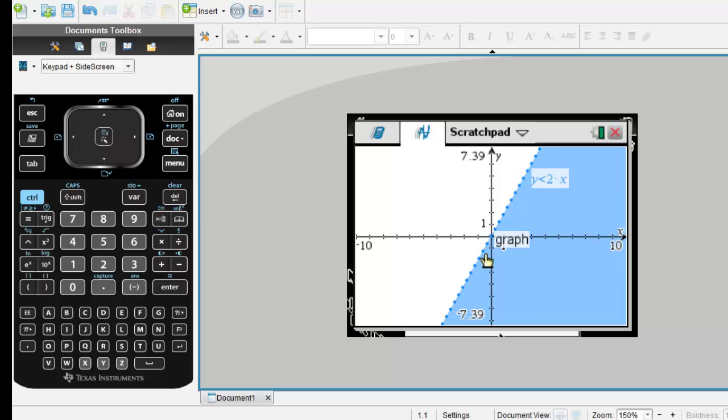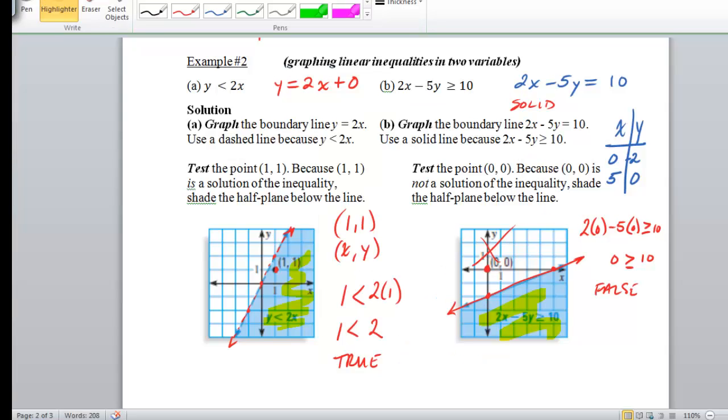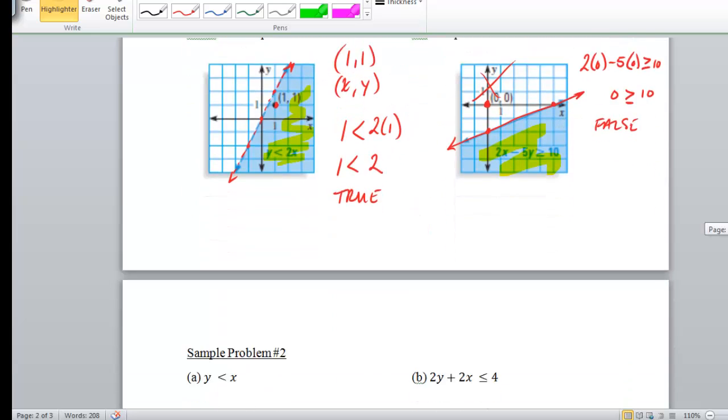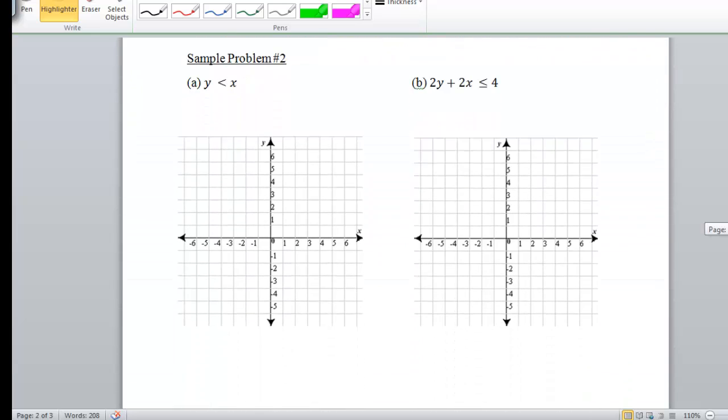Okay? And trust me when I tell you, this will make life on the ACT a lot easier if you just want to graph this real quick without having to go through the entire process of testing points and everything like that. So that is the examples for two variable inequalities. Now what I'd like you to do is to go ahead and move on down to sample problem number 2, part A and B. And I'd like you to go ahead and stop the video at this point and work those two problems. And you can come back in the next video and watch the solutions to those two problems.